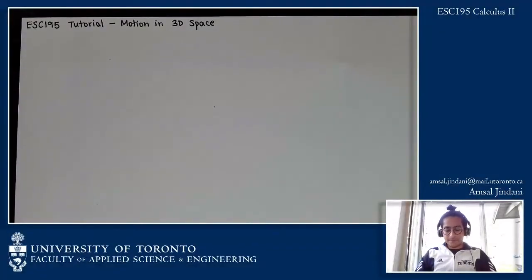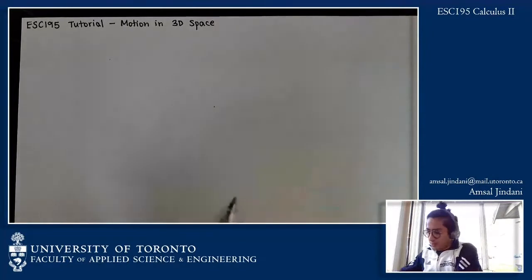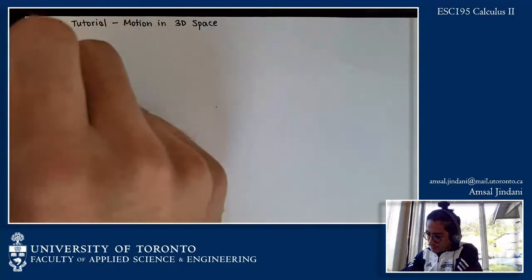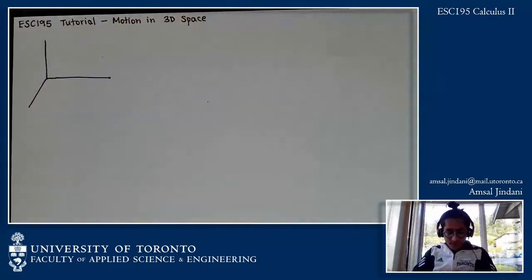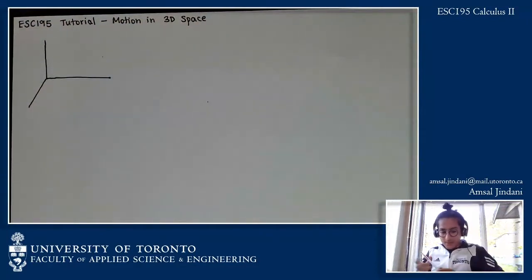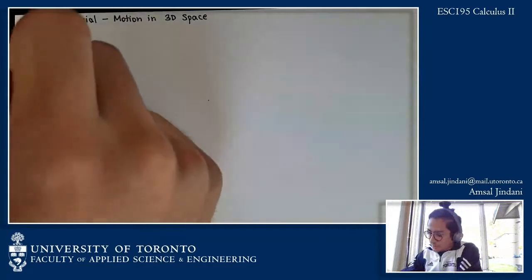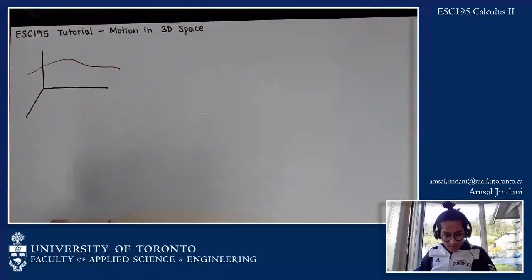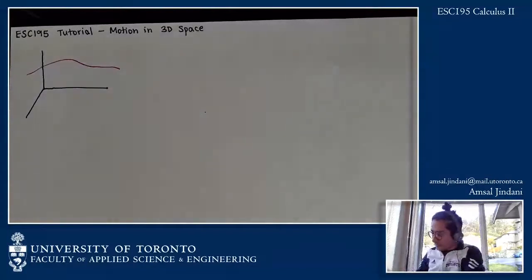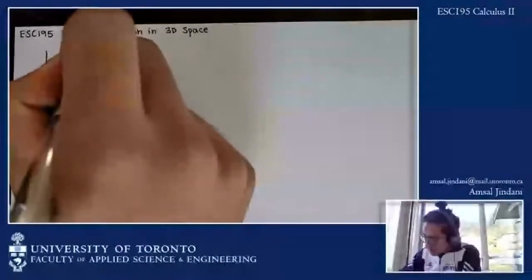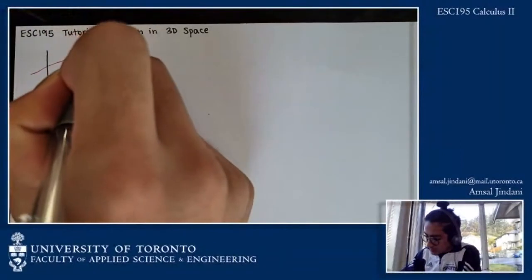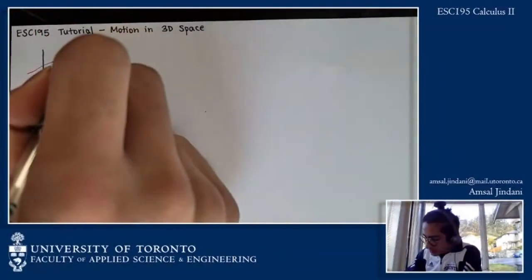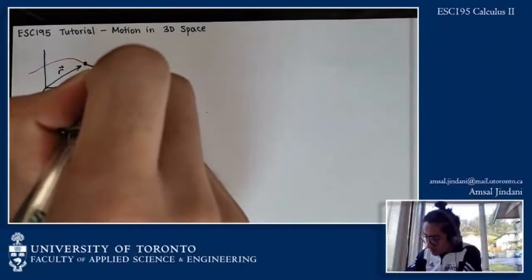All right, so let me draw a diagram. Let's say we have a particle following some trajectory in 3D space. Currently the particle is at some point with position vector r, and is moving with some velocity v.